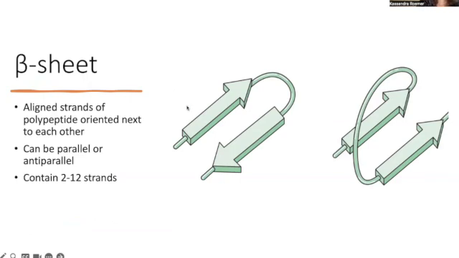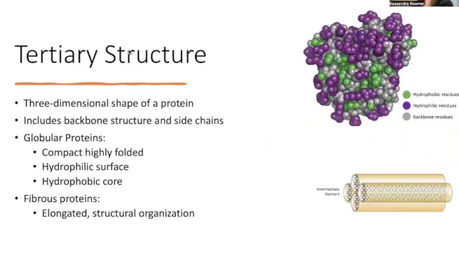Usually they are connected by irregular structures, such as these loops right here. We need to have some sort of connecting structure between the sheets. And also, one polypeptide can have more than one secondary structure, so usually it's a mixture of both alpha helix and beta sheet, depending on the residues of the amino acids and the amount of H bonds that can form.